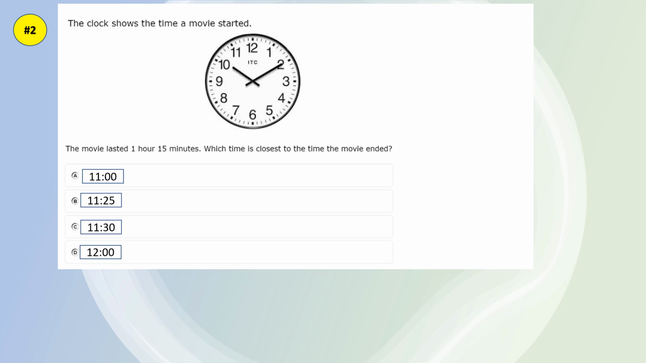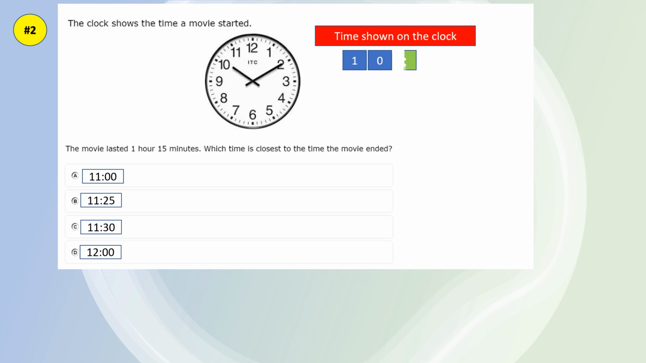Number 2 says the clock shows the time a movie started. Okay, so first we have to figure out what time is shown on the clock. So remember, our shorthand tells us the hour. Now, because that shorthand is between the 10 and the 11, then what does that mean for our hour? What's the hour? If you said 10 o'clock, you're absolutely correct. So we're going to write 10.